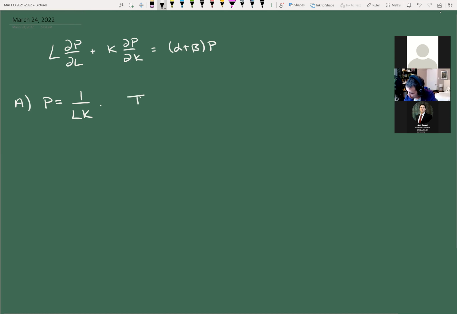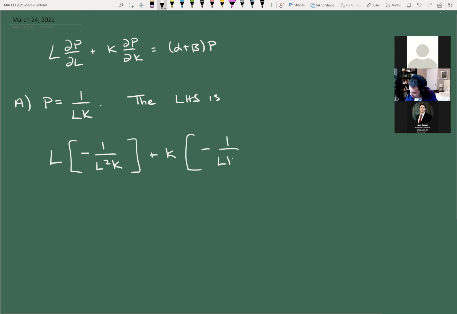So the left-hand side is, okay, we're going to get L, and now we need to differentiate this function with respect to L. So that's going to give me negative 1 over L squared times K plus K times negative 1 over L K squared, right? And we can cancel some L's out. So what is that going to give me? Negative L over K minus 1 over LK. So that's negative 2 over LK like that. Okay, is everyone okay with those things in the square brackets, like how I computed them? If not, let me know.